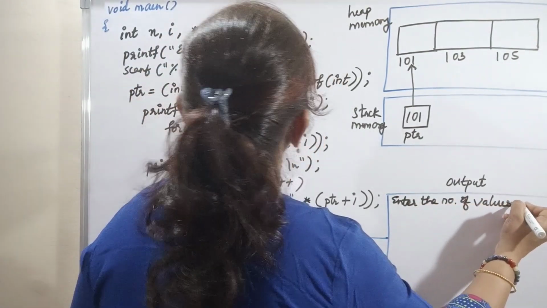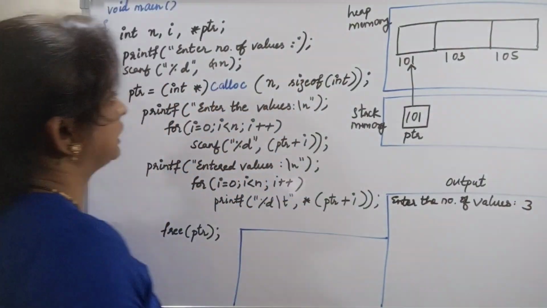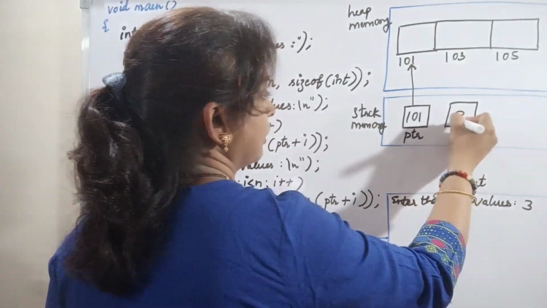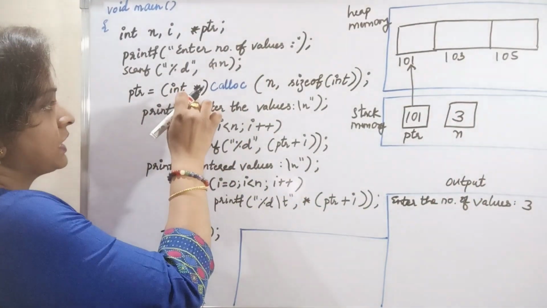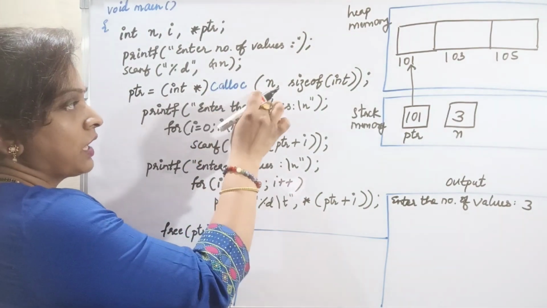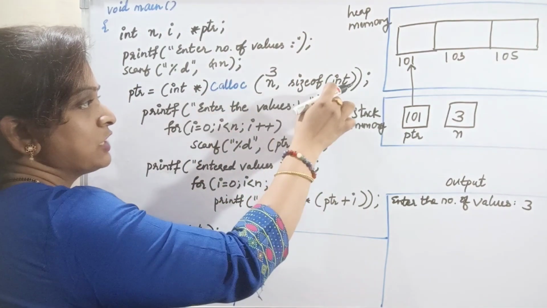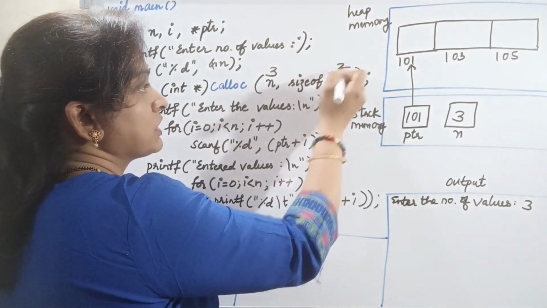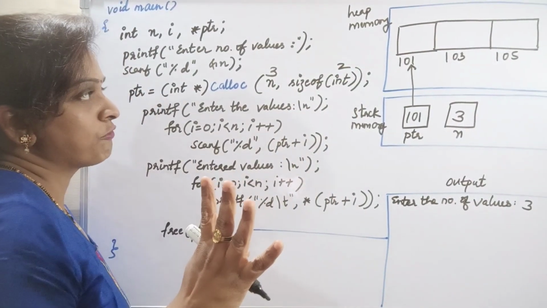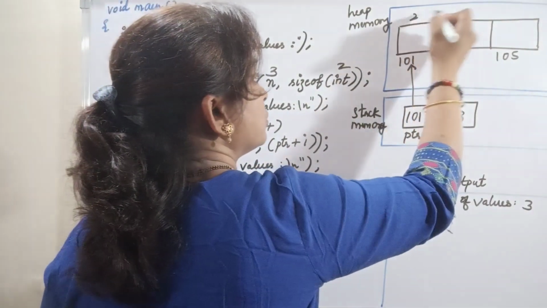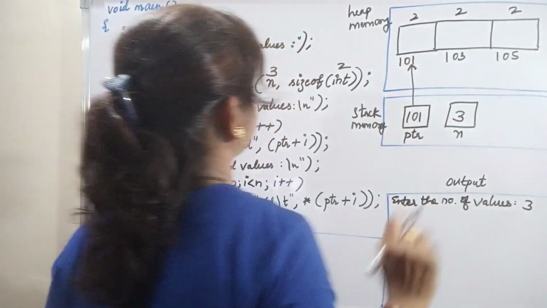Say for example, I'm going to enter 3. That will go into the variable n. I got the value 3. Then I say allocate the memory using the calloc function, n, that is 3, size of integer. If it is a 16-bit machine, say 2 bytes. So 3 blocks of memory, each with 2 bytes, will be allocated equally.